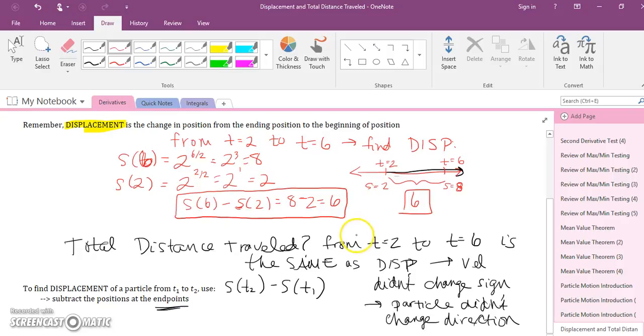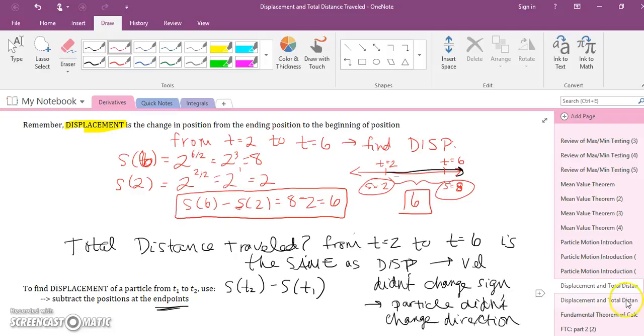Now we're going to look at a slightly more complicated example than this one here. Side note, I should not have changed that 8 to a 6. I just messed myself up here. This is where the position is 2. This is where the position is 8. I'm at 2 at 2 seconds. I'm at 8 at 6 seconds. You subtract them to get 6. Sorry about that. So let's go to one that's slightly more involved.